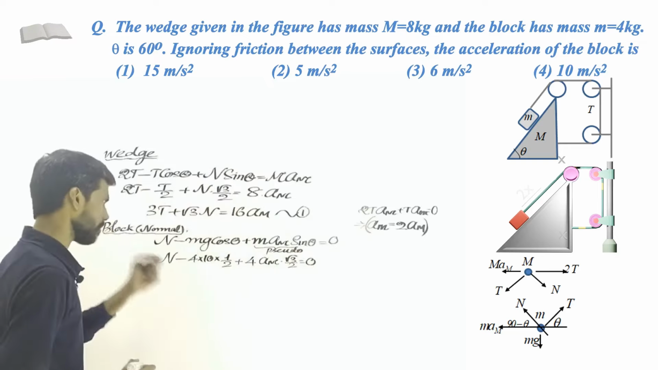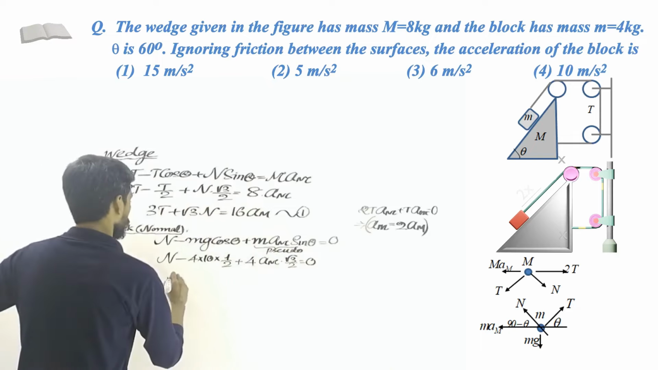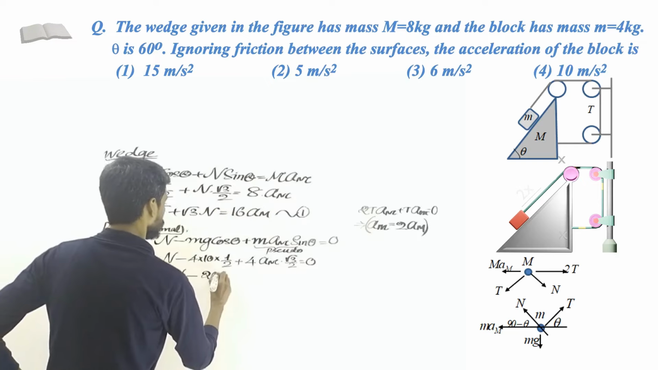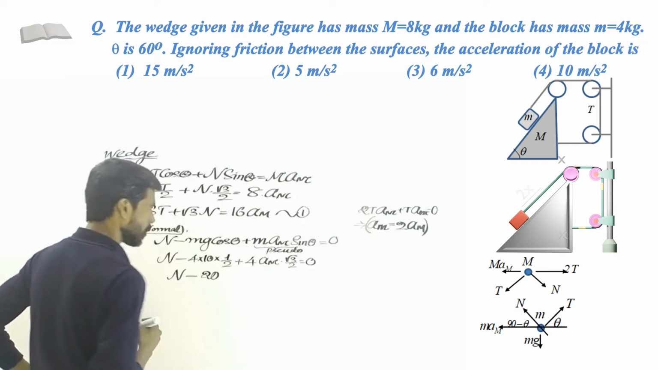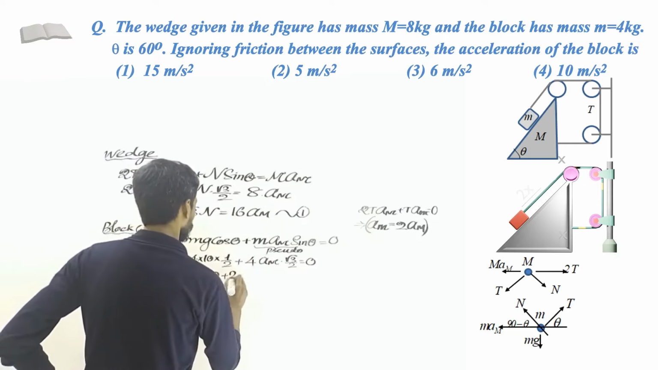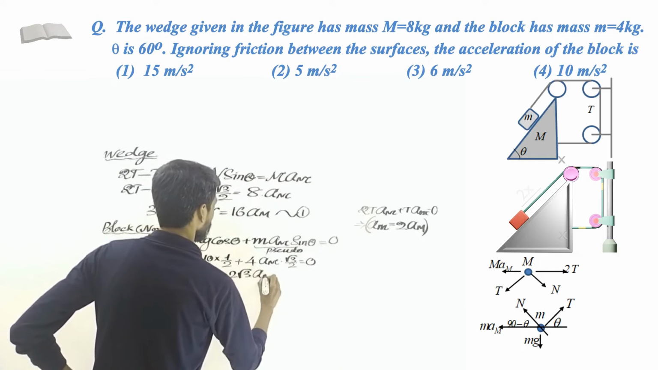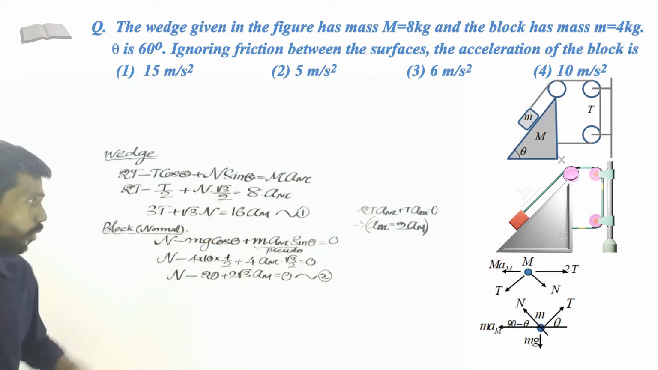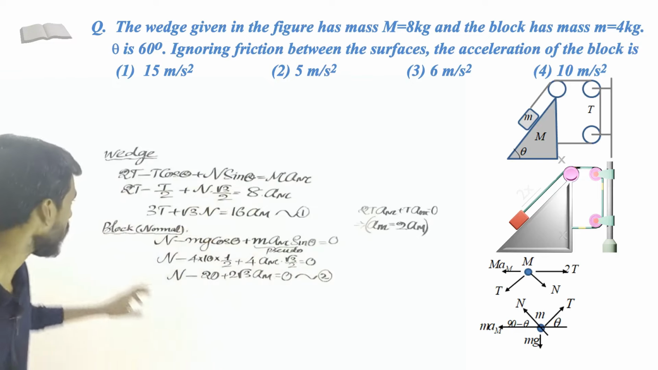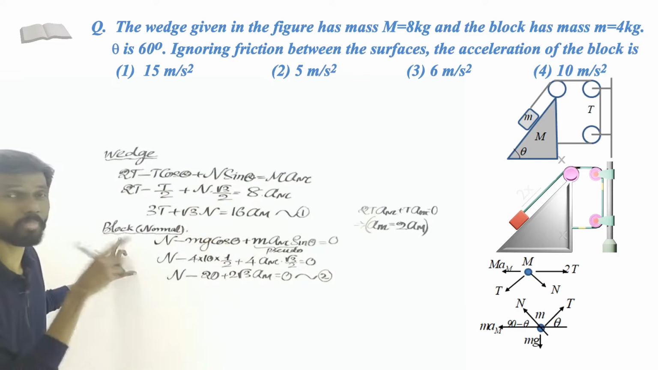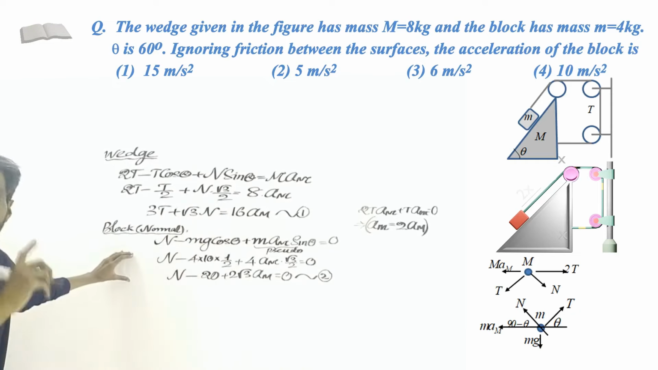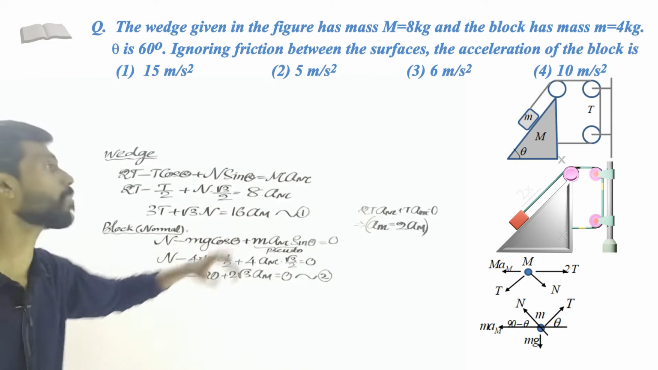So this gives you some relation. So what is that? N minus 20 plus 2 root 3 am equals 0. That's all. So this is equation number 2. Okay, so we've got two equations. Now we have to write the equation for the same block only, but along the inclined plane now. This is in the normal direction, now along the inclined plane.